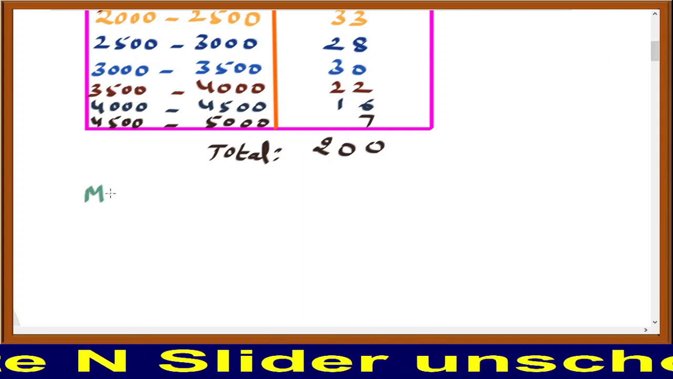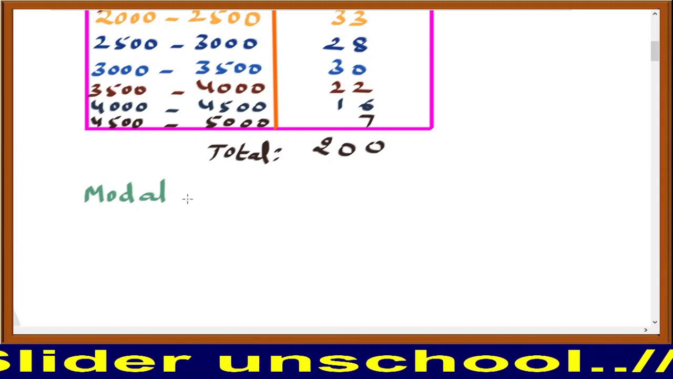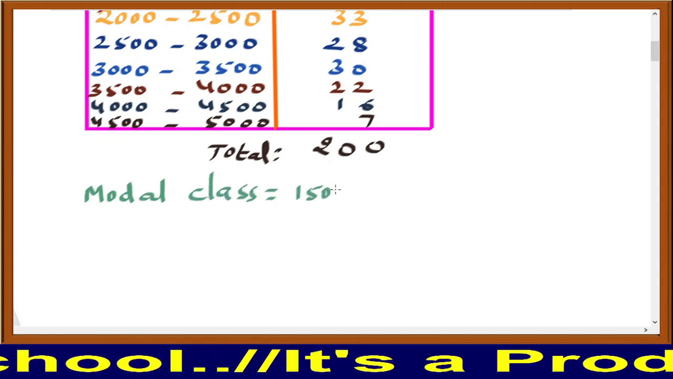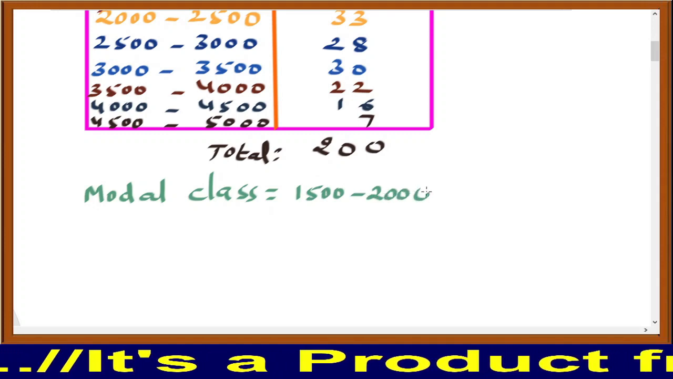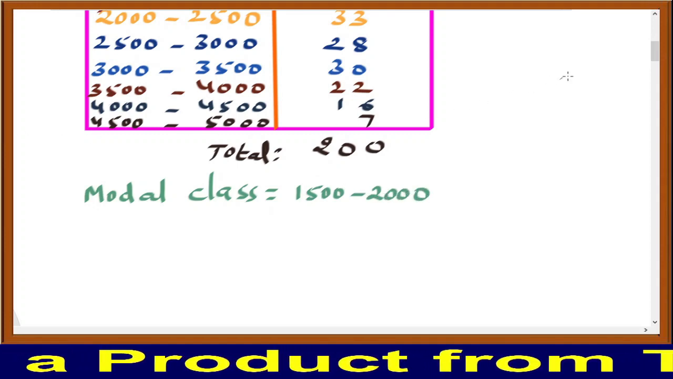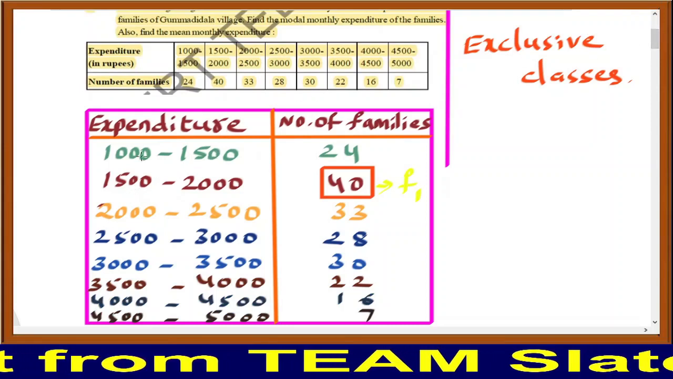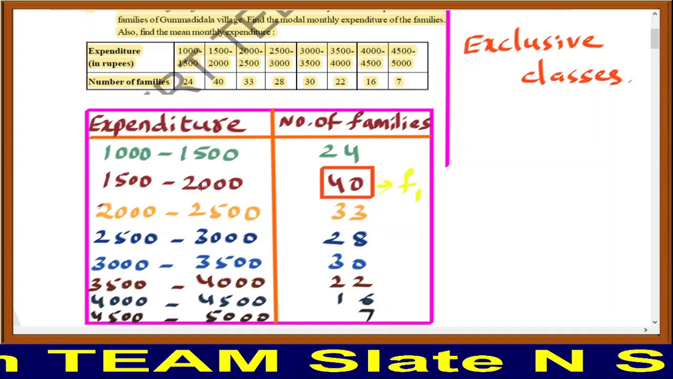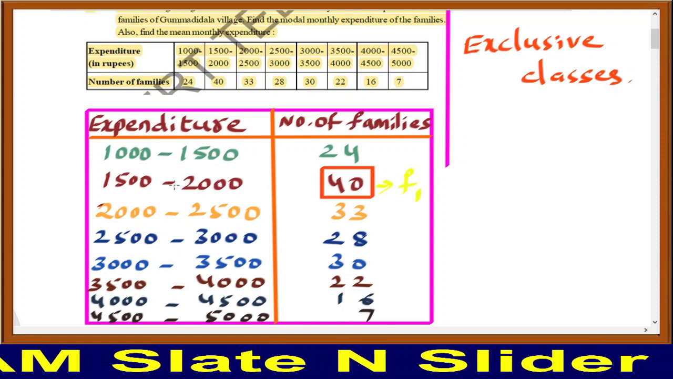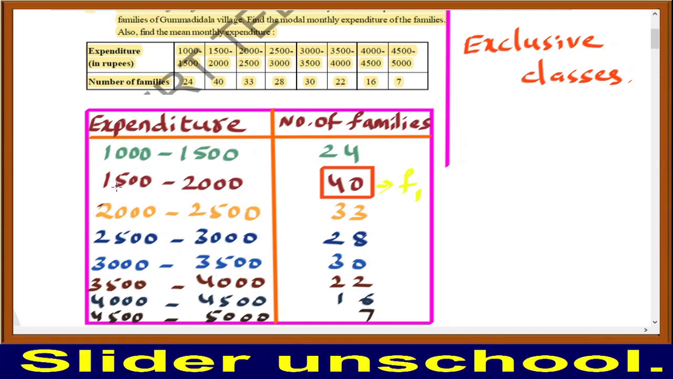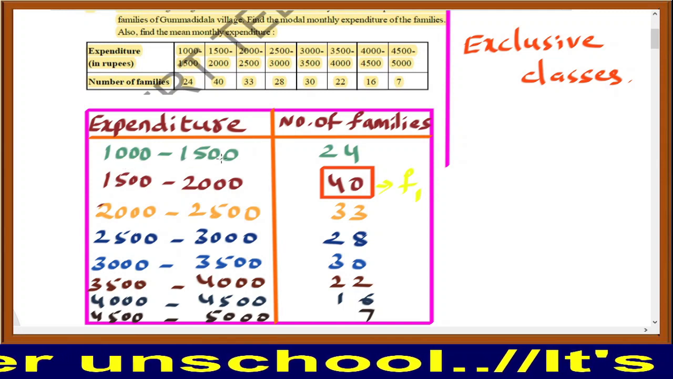So, write the modal class. I will write modal class equal to 1500 to 2000, and for this modal class we have to observe its preceding class. The preceding class of this modal class is 1000 to 1500.